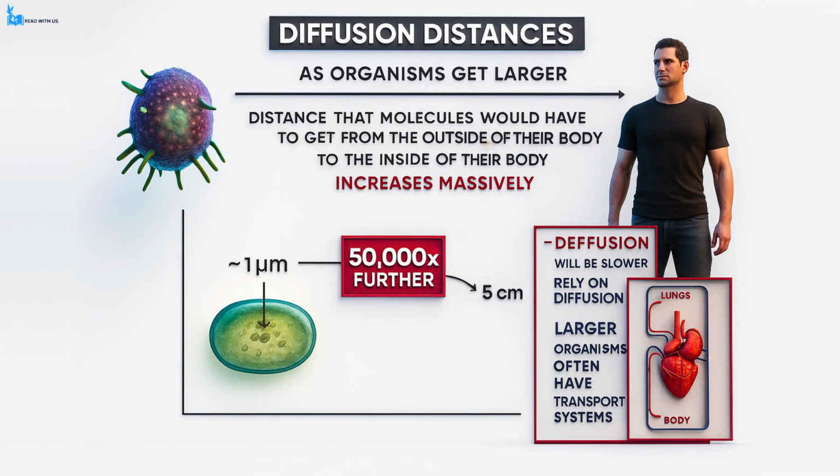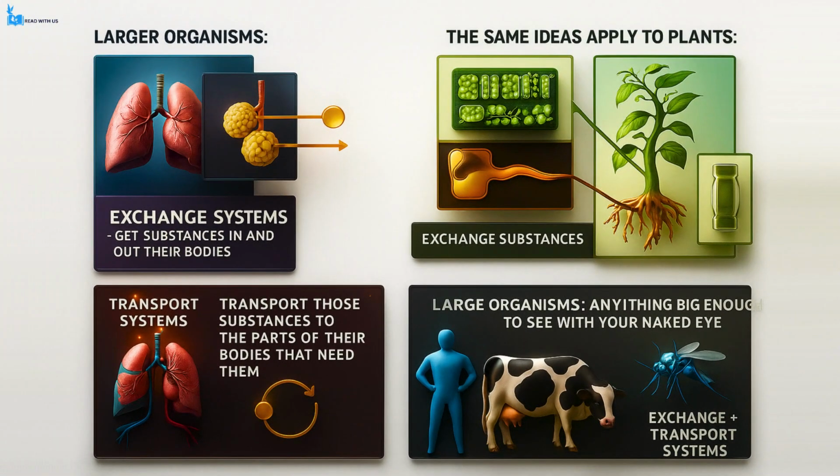To overcome this, large organisms have developed internal transport systems like the circulatory system, which carries substances like oxygen, nutrients, and waste products between exchange surfaces and the cells where they are needed or removed, reducing the distance over which molecules must diffuse. In conclusion, larger organisms have both exchange surfaces to move substances in and out of their bodies and transport systems to distribute these substances efficiently.